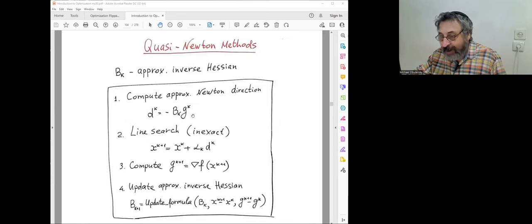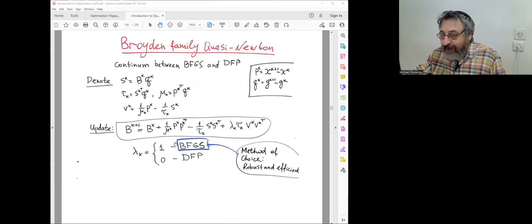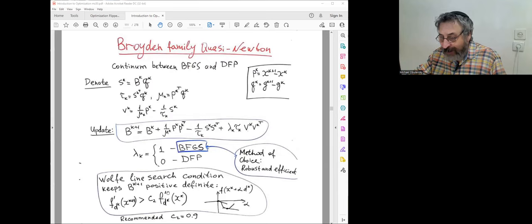You take direction, you do line search, and then you compute gradient and update. During line search, this is the usual Newton line search. What we learned and you implemented is backtracking line search with Armijo rule. Actually, BFGS requires more sophisticated line search.